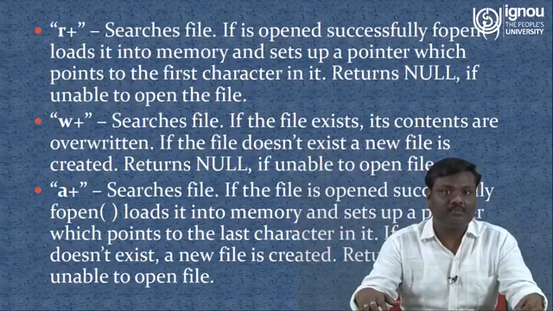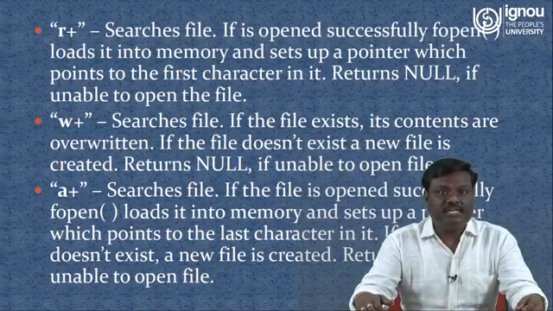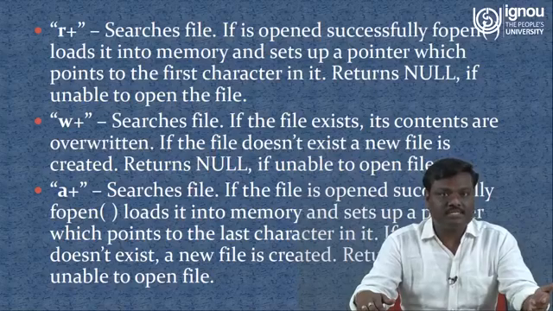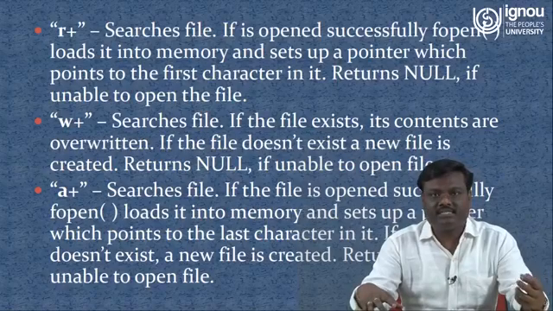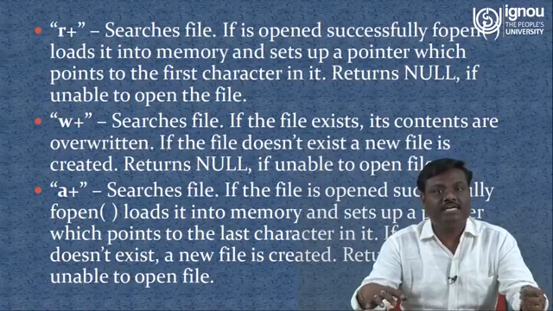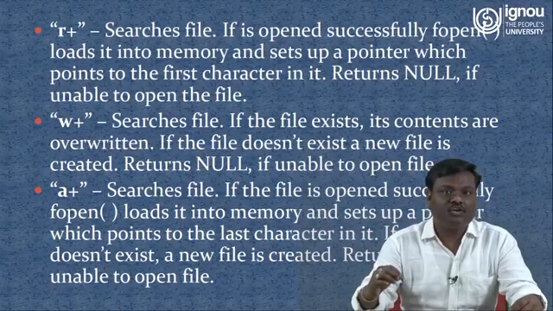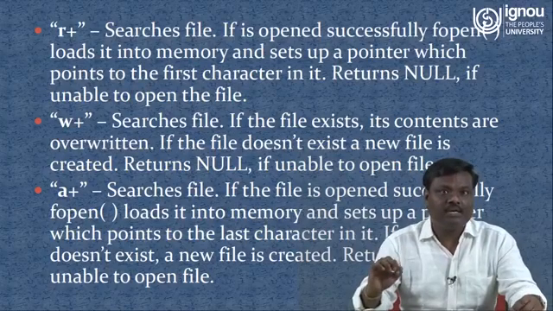Those are R plus. If it is opened successfully, fopen loads it into memory and sets up a pointer which points to the first character in it. It returns null if unable to open the file. Then there is W plus and then A plus. So these are the six varieties of modes that we can insert as the second argument in the fopen function.